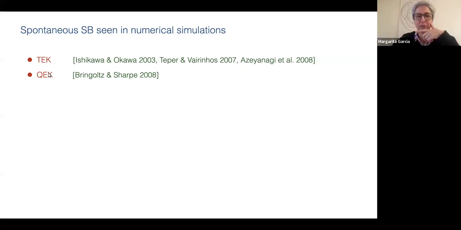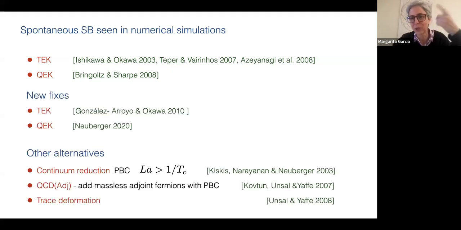So both of them failed. There were several works showing that there was a failure of the 2 proposals, and there have been fixes to the 2 proposals also. In 2010, González-Arroyo and Okawa proposed a new set of boundary conditions for TEK. And more recently, in 2020, Herbert Neuberger has also proposed a fix for QEK, but I don't think it has been taken up in numerical simulations. There have been extensive numerical simulations, in which I have also been involved, for TEK.